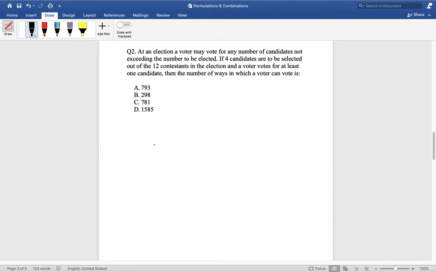At an election, a voter may vote for any number of candidates not exceeding the number to be elected. If 4 candidates are to be selected out of the 12 contestants in the election and a voter votes for at least one candidate, then the number of ways in which a voter can vote is blank. So the first statement is the voter can vote for any number of candidates not exceeding the number to be elected. So if 4 candidates are to be selected, if I am a voter, I can vote for any number of candidates, not more than 4.